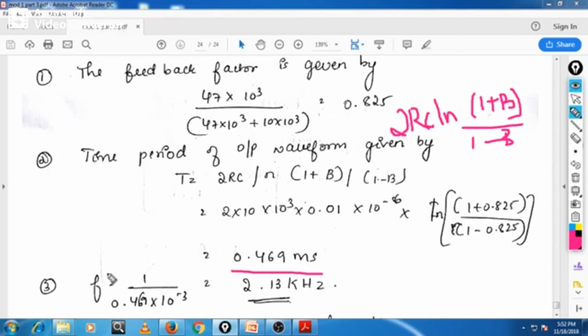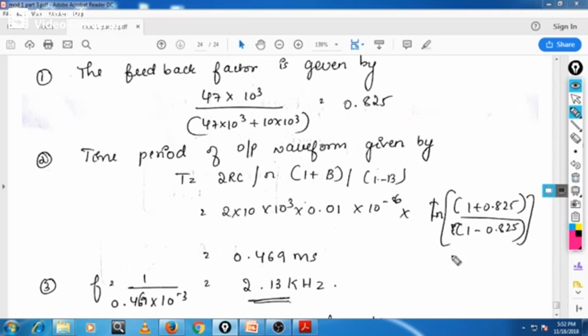And we know frequency is 1 by T. When you calculate this, you will get 2.13 kilohertz.